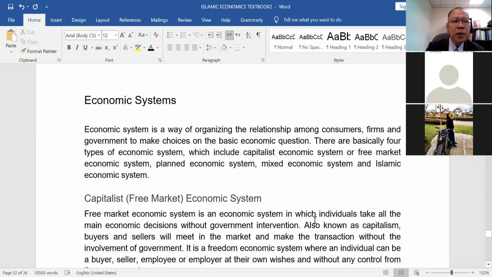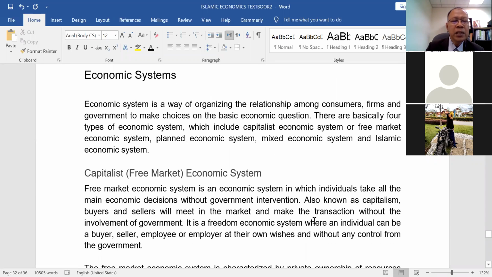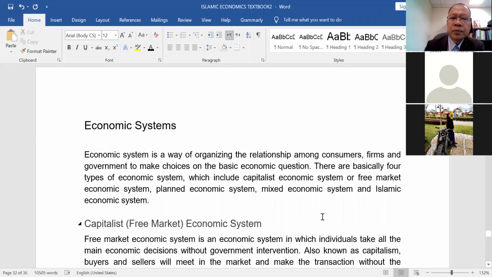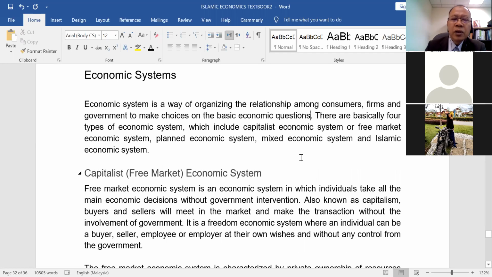So let's talk about economic system. What is economic system? Economic system is a way of organizing the relationship among consumers, firms, and government to make choices on the basic economic questions. There are basically four types of economic system, which include capitalist economic system or free market economic system, planned economic system, mixed economic system, and Islamic economic system.